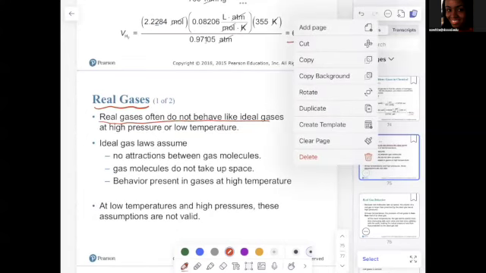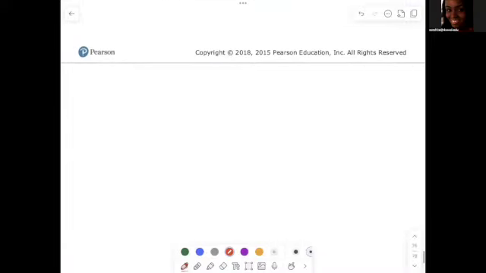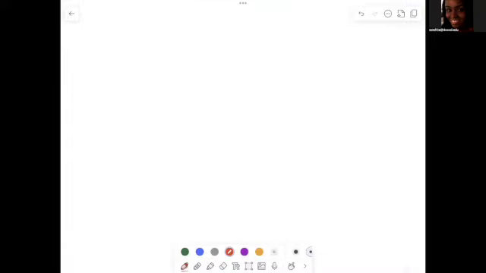Okay, so let me add a page here to kind of itemize this a little bit so we can be more technical or more intentional about this. Okay, ideal gases.